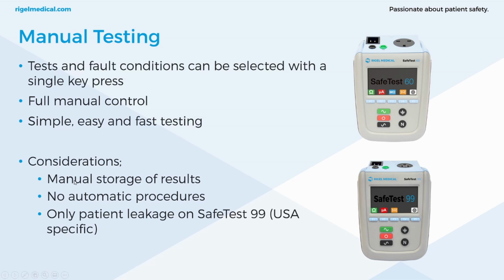Some considerations: manual storage of results. There's no automatic procedures obviously, and also there's only patient leakage on the Safe Test 99, and this is USA specific, whereby the patient connections are grouped. So there are limitations, but sometimes this is useful for individuals in laboratory conditions where they're just looking for quick ways of testing, but it is used extensively by clinical engineers, particularly in the USA, where there's a few manual tests that need to be performed and it's much quicker.